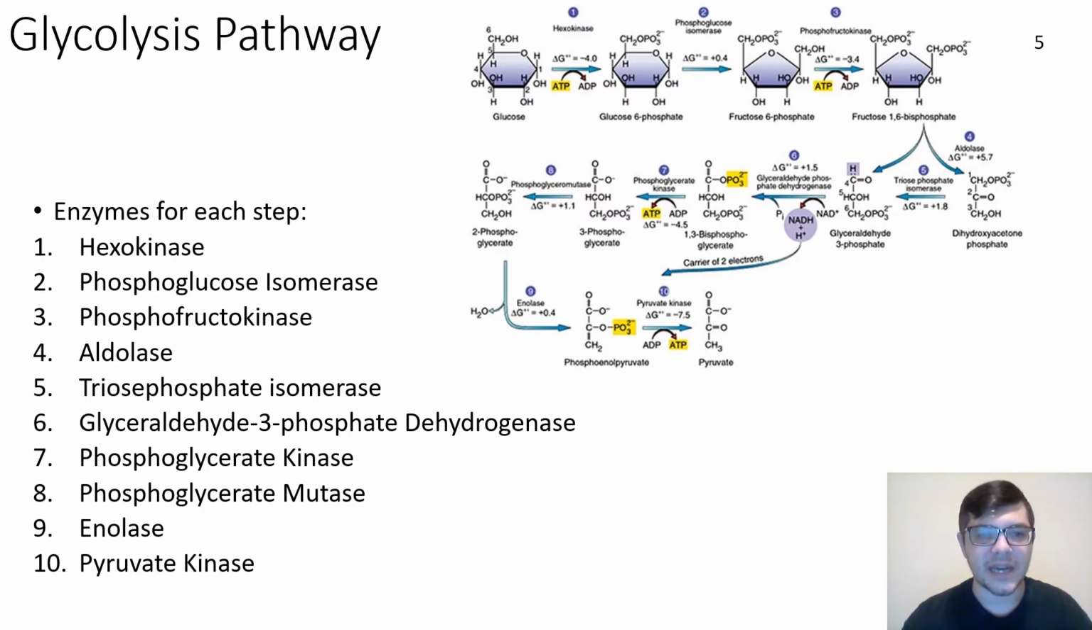Then 4 is the aldolase. This is the one that is a lot different. This is one of our most important ones because this actually breaks the molecule in half, basically. It breaks our fructose 1,6-bisphosphate in half into its 2 pieces. So then 5 is triose phosphate isomerase. So again, this is just making an isomer of one molecule into another.